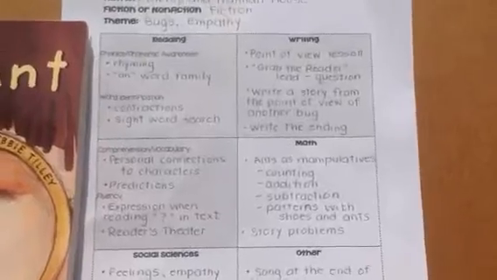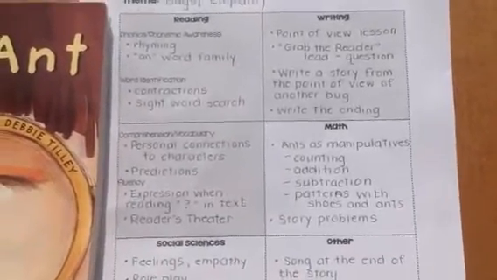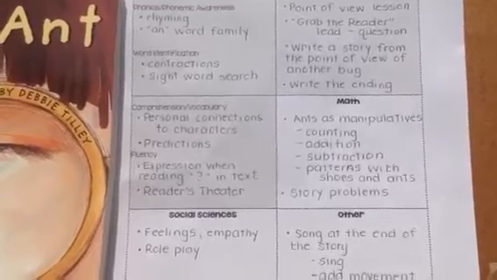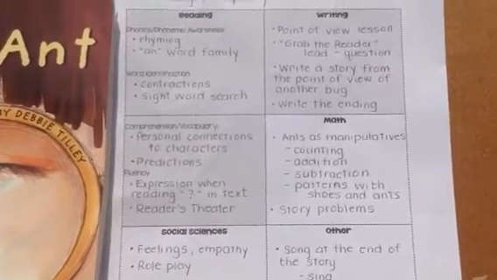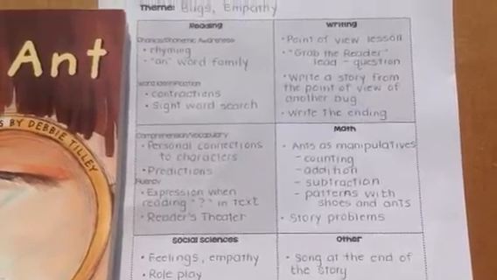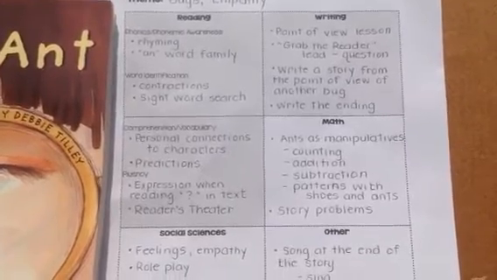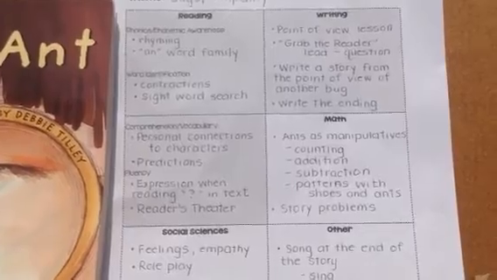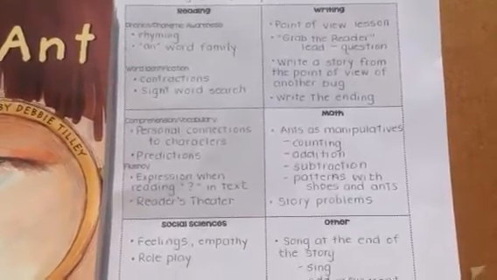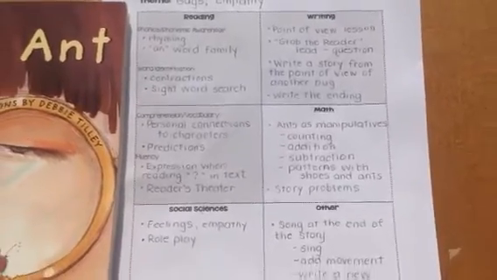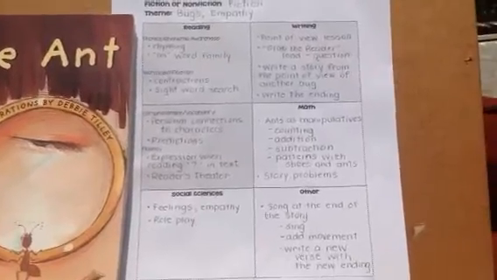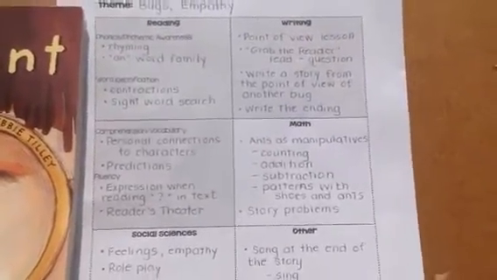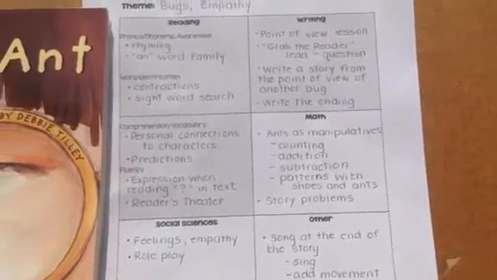Moving on to our last literacy skill, and that's writing. This book is great for point of view. Not every book allows you to put yourself in the character's shoes, and we have two characters that we get to think and feel like in this story. So talking about writing in point of view, and then piggybacking on writing their own story from the point of view of another bug. I've done that before, and the boys and girls have created fabulous stories about being the actual bug, putting themselves in the bug's shoes.